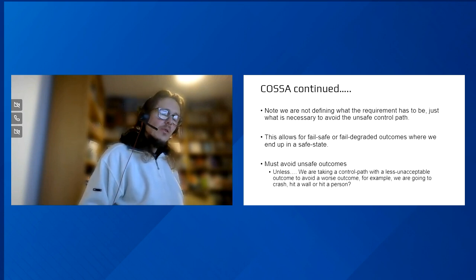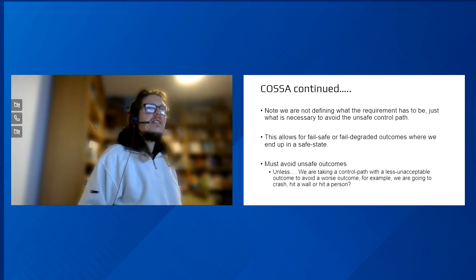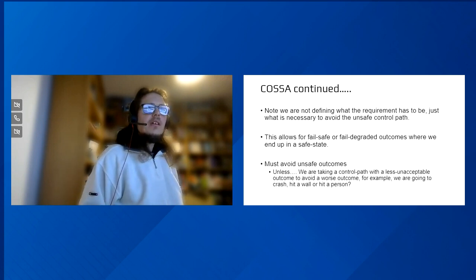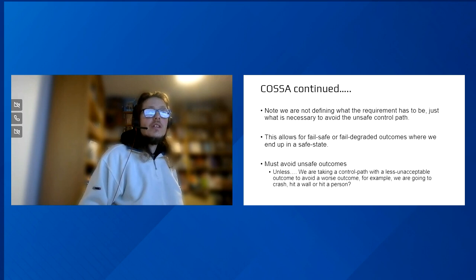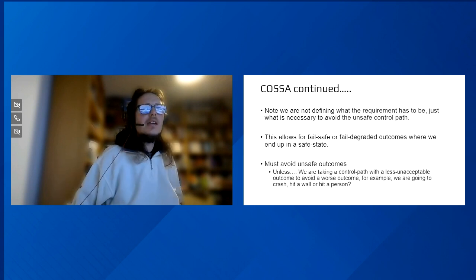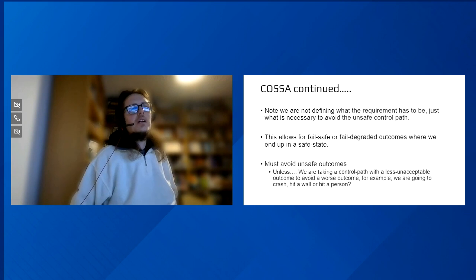So what the control-oriented system safety analysis does is making sure we are avoiding unsafe outcomes. But there is one caveat. That is where we take a control path with a less unacceptable outcome to avoid a worse outcome. For example, if we're going to crash, is it preferable to hit a wall, potentially injuring the occupant of your vehicle, or hit a person if that person is in the way? It doesn't mean that we never take an outcome with harm, but it's up to the owner of the system in that case to define what is the least acceptable harm.